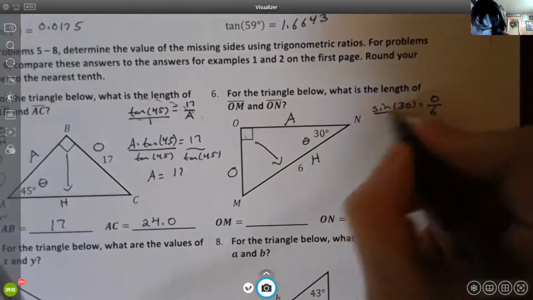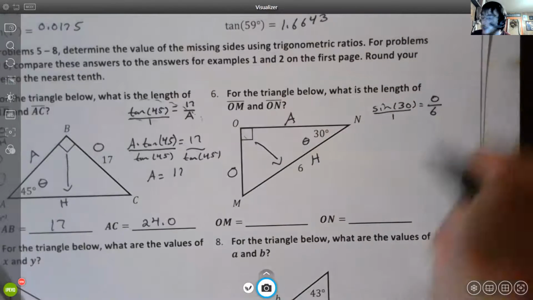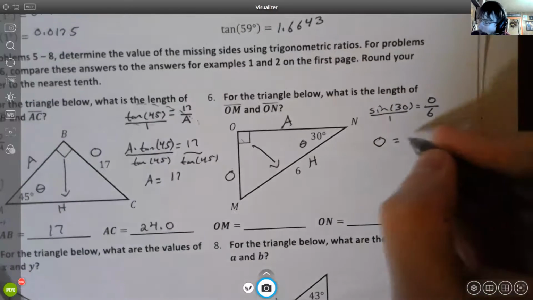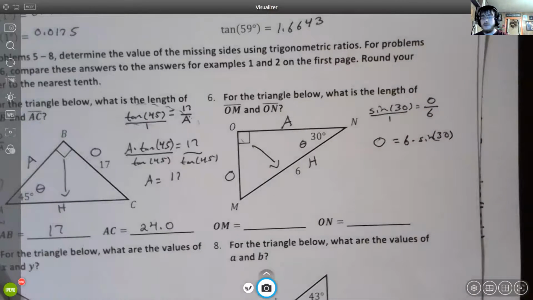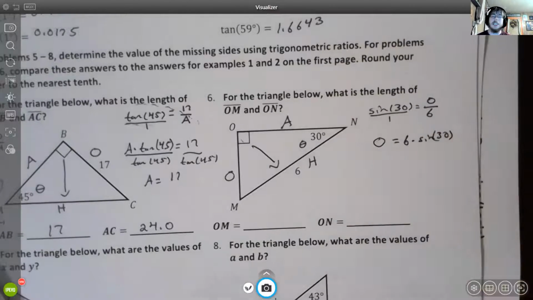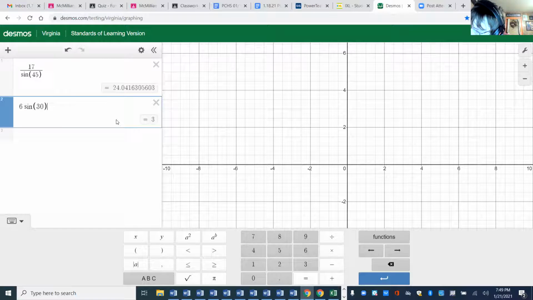So we're going to put sine of 30 over 1, and we're going to cross multiply. Well, 1 times O is just O, and then we have 6 times sine of 30. So O is a variable by itself, so all we're going to do is plug in 6 times sine of 30. And if we do that, we get 6 sine of 30, which is just 3. So O equals 3.